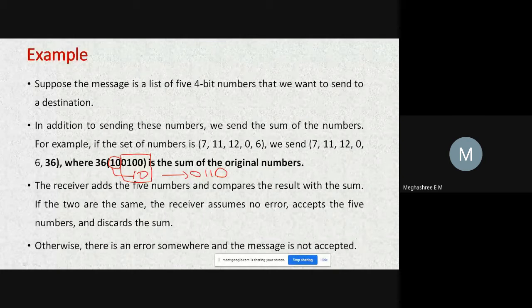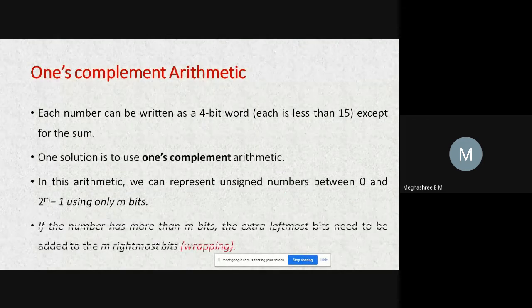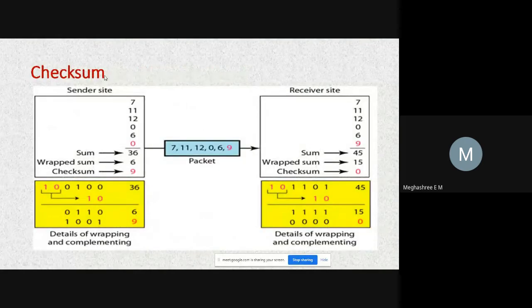Okay, so 36 will be represented as 4 bits only, that is 0, 1, 1, 0, with the help of one's complement arithmetic. I hope this is clear to everyone. So that is what I explained here. And adding the leftmost bits to the rightmost bits is called wrapping. Okay, next, let's solve a problem now.